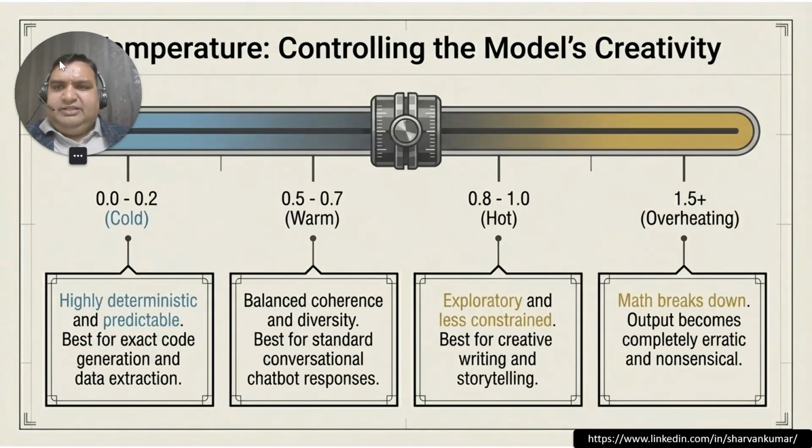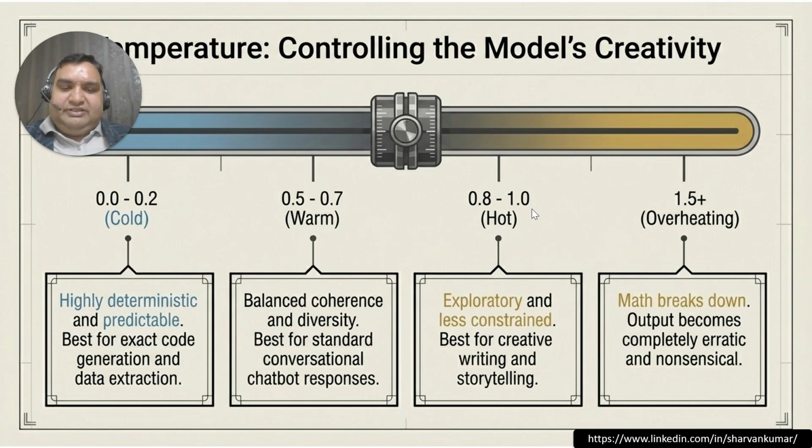So temperature is nothing but a mathematical parameter for the probability distribution. Between 0.0 and 0.2, it is highly deterministic and predictable, and basically it wants deterministic output. Next is 0.5 to 0.7. It is a balance of coherence and diversity, and this is mainly for chatbot responses, which are standard and conversational.